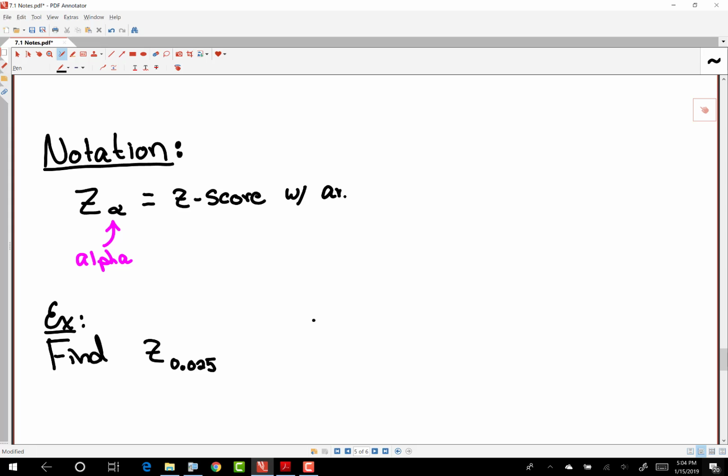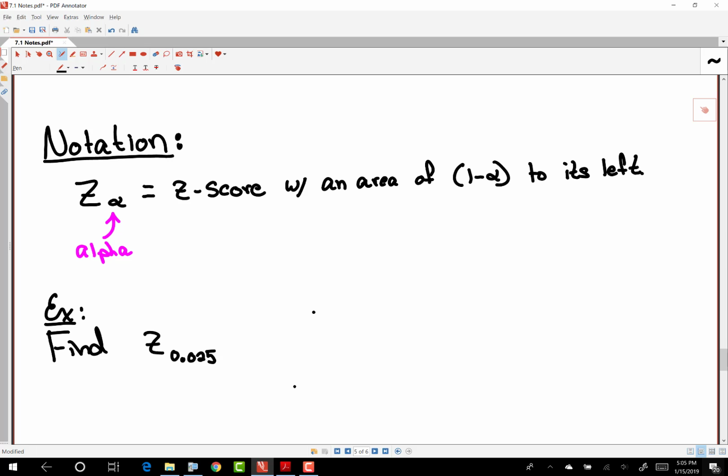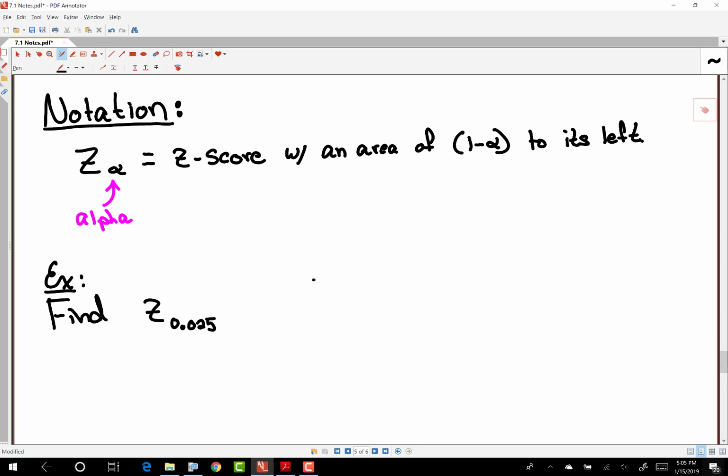Let's do it this way. With an area of 1 minus alpha, let's do it that way, to its left. So for example, if you're trying to find Z sub 0.025, so in this case, my alpha is 0.025. So 1 minus alpha will be, I think, 0.875. I don't trust my decimals in my head right now yet. Oh, 0.97. Good thing I checked it. 0.975.